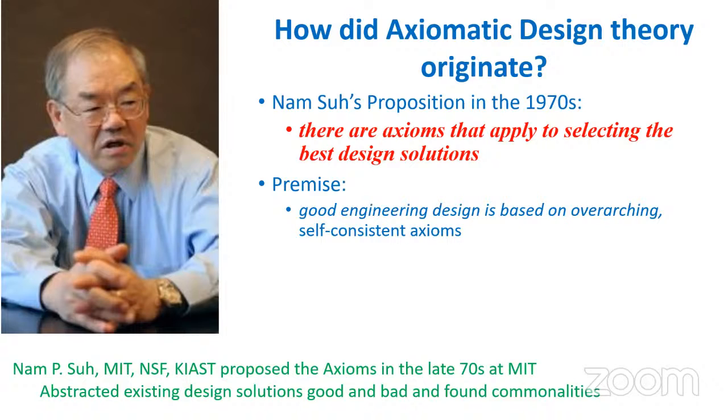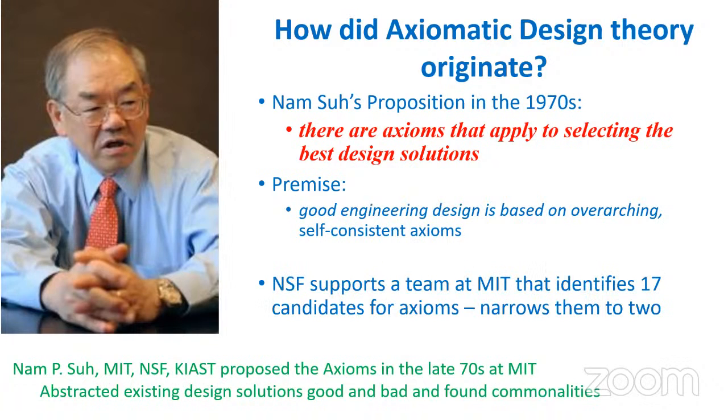So they went looking for these self-consistent axioms back in the 70s. With the support of the National Science Foundation, they had something like 17 candidates and narrowed them to 2, and these seem to be pretty good. Let's get right into it.